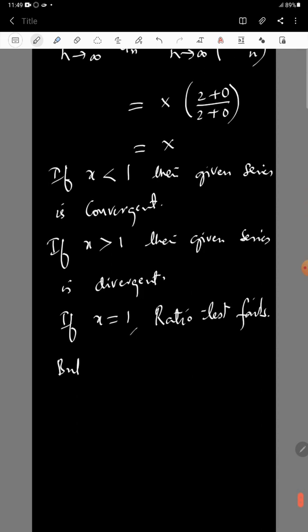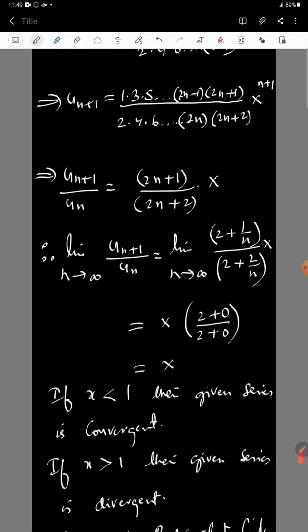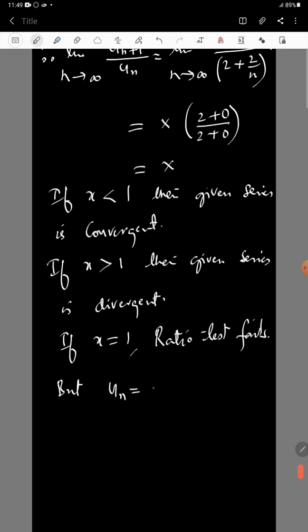But un is going to become 1, 3, 5 and so on up to 2n minus 1. When x is equal to 1, we are talking about 1, 3, 5 and so on up to 2n minus 1. I am not writing x because x is 1. Over 2, 4, 6 and so on up to 2n.